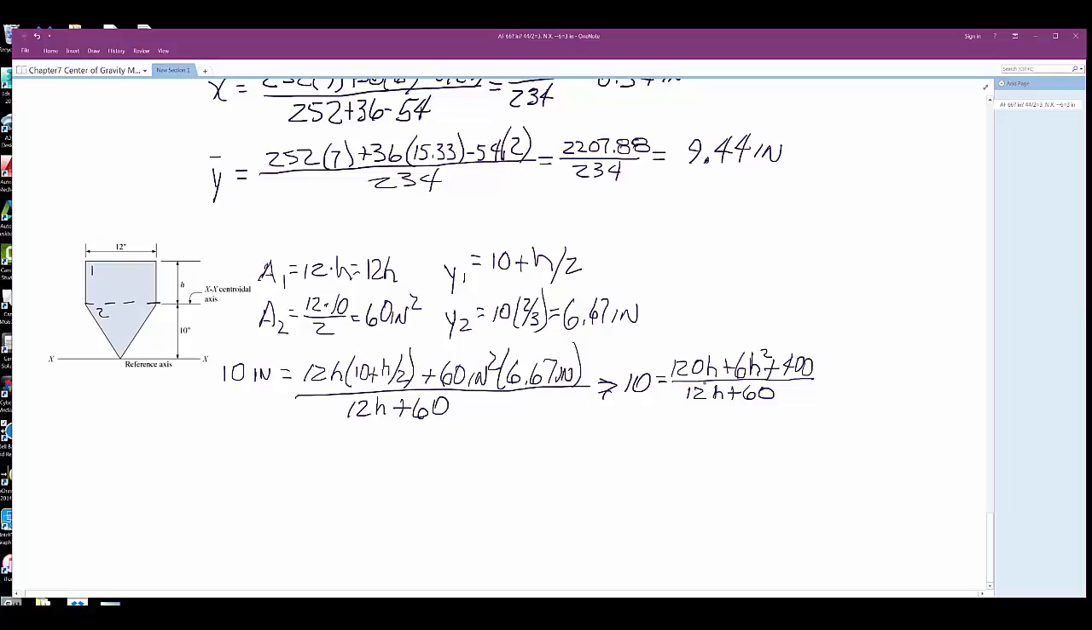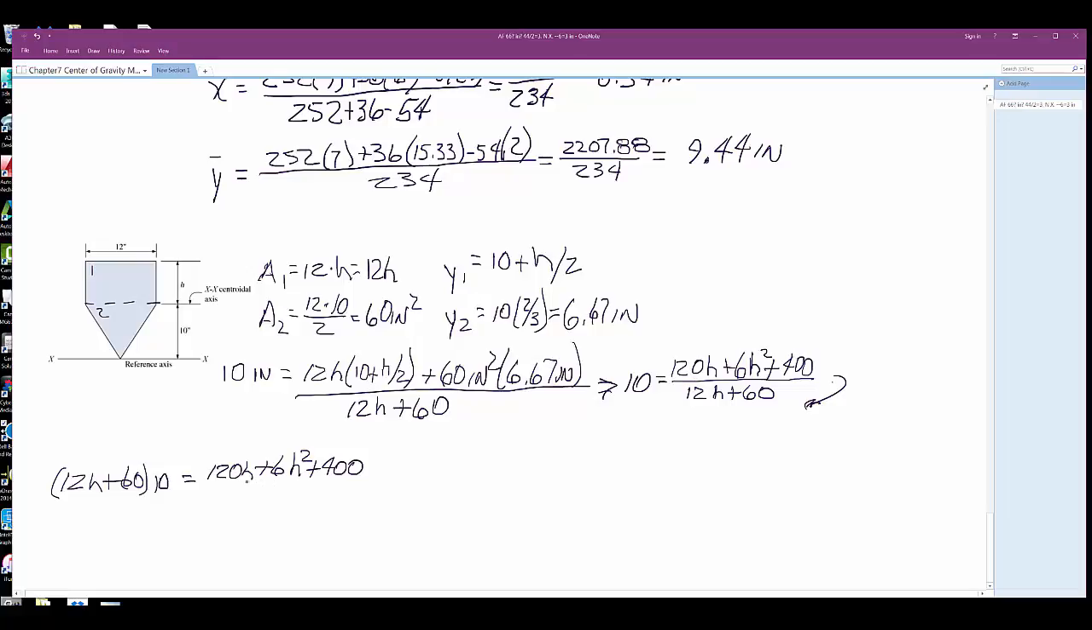Well, let's see then. We need to do what? Simplify that a little bit more. So let's see, what do we got? So we want to get rid of this 12h times 60, so let's just draw a line down here. To get rid of that 12h times 60, you multiply both sides by that, right? So it's 12h plus 60 times 10 inches takes care of this first side, equals 12h times 10, well, that's 120h plus 6h squared plus 400, and that's going to be it, right?